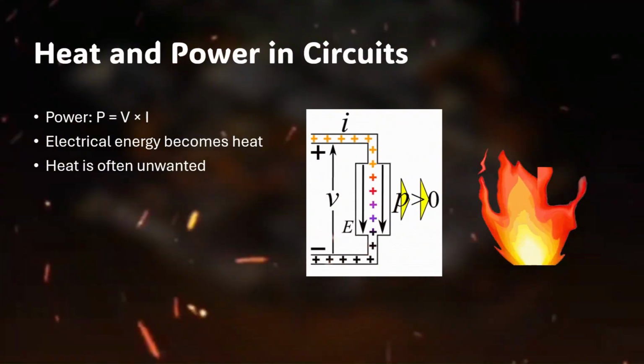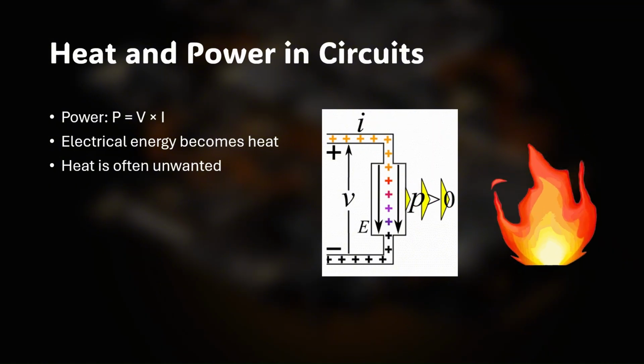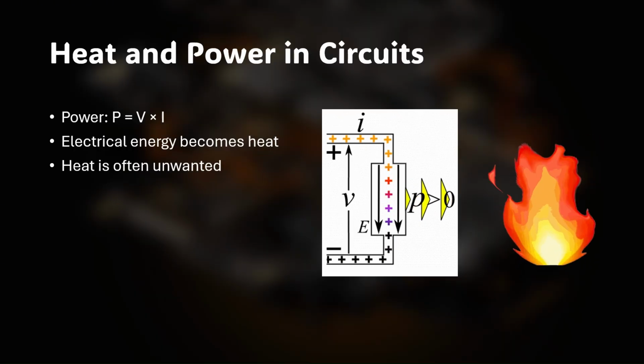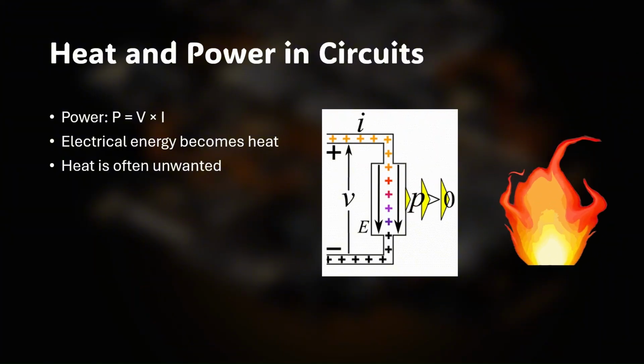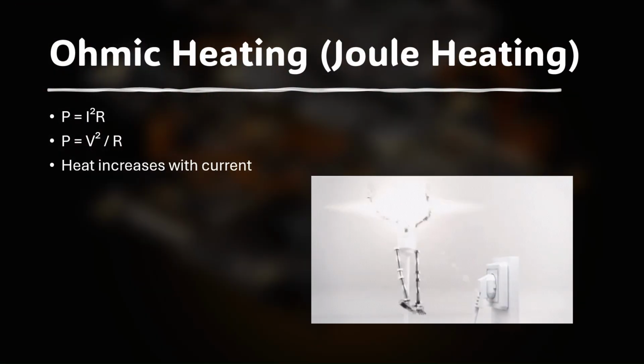Heat and power in circuits. Whenever current flows through a real circuit, power is being used. That power doesn't disappear. It gets converted into other forms of energy. Sometimes that's useful work, like light from an LED or motion from a motor. But very often, power ends up as heat, and excessive heat is one of the biggest enemies of electronic components. Ohmic heating, also called joule heating.